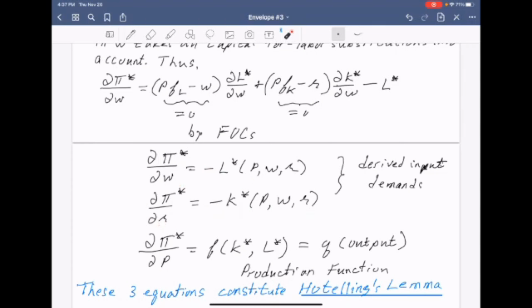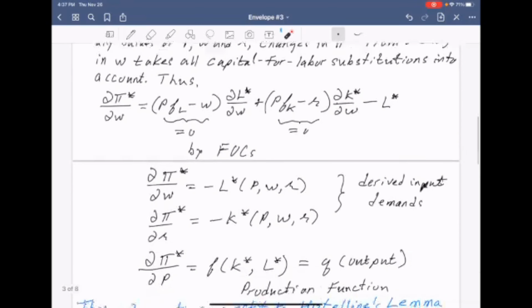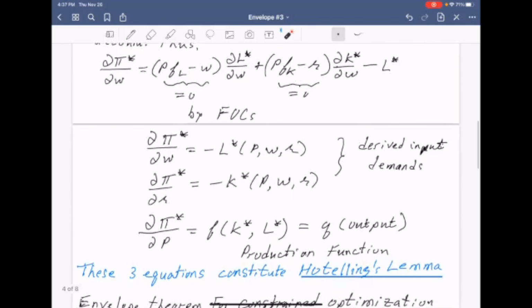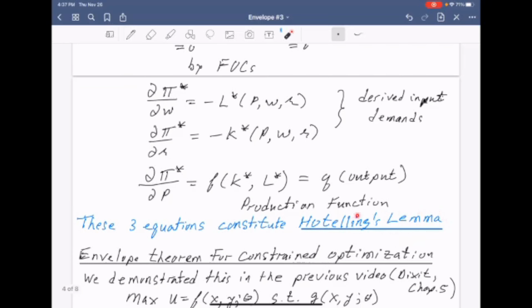So what we've done is we've got the derived input demand functions, we've recovered them by taking the derivatives of that indirect profit function with respect to the inputs. If we do it with respect to the output, we get back the production function, which is simply Q, or output. Now these three equations constitute what is known as Hotelling's lemma.